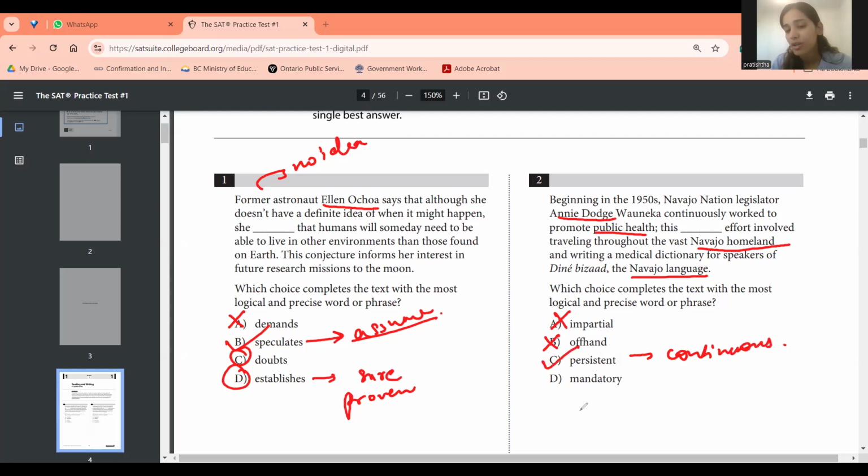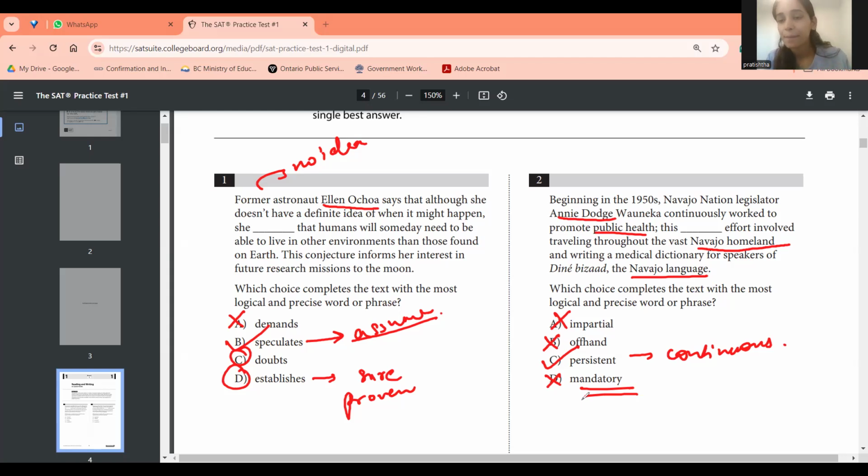So continuous is important. Mandatory, it was not really mandatory for her. She was doing it, but mandatory does not make sense here. It was not like a compulsion for her, right? So it is persistent, her persistent efforts.